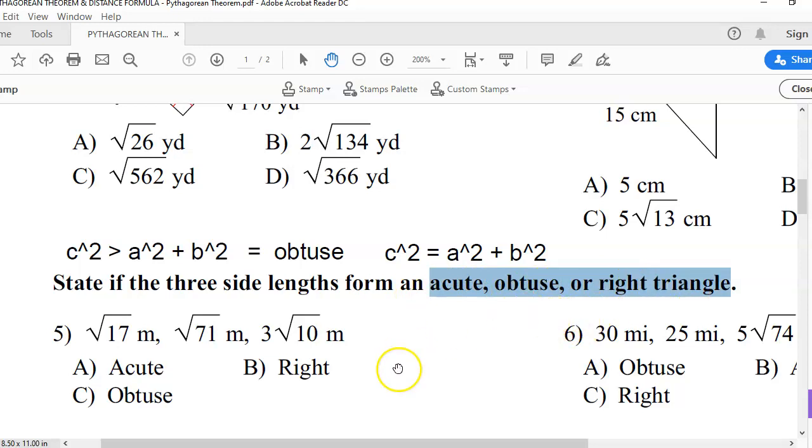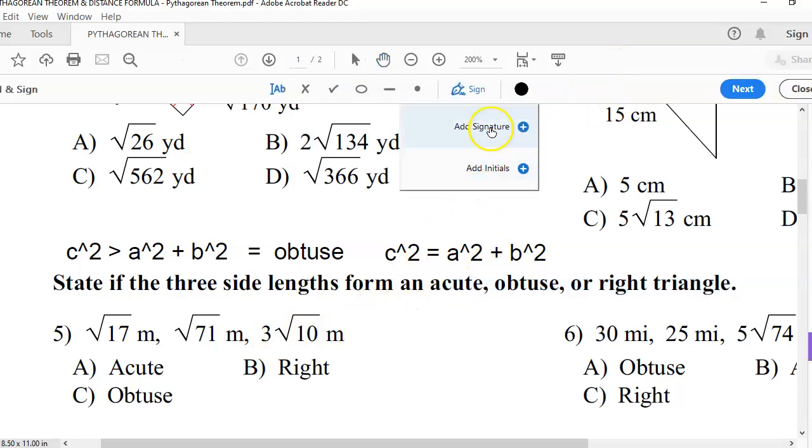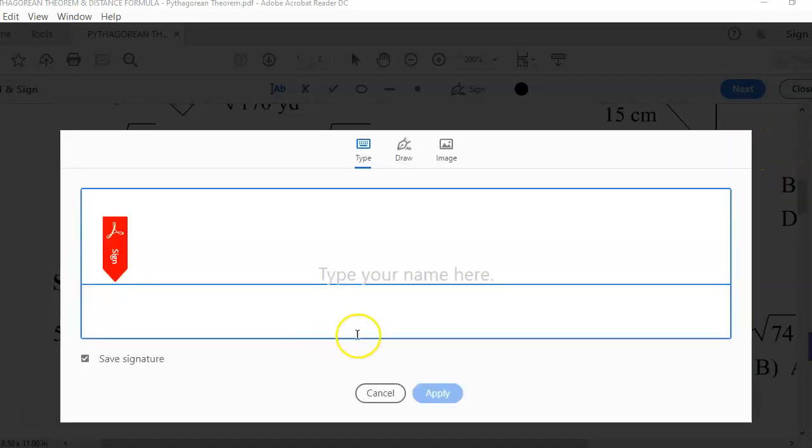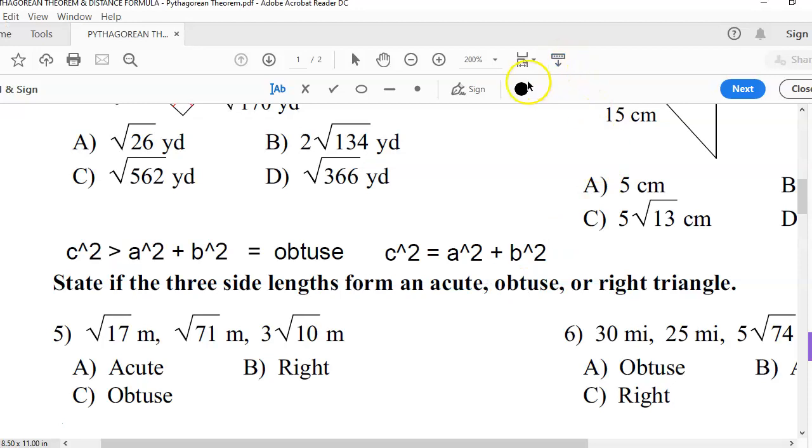For those rules, on number 5, first you have to figure out which one of those is the biggest. And this 3 root 10, if you imagined what that was before it became a 3 root 10, it was really the square root of 90.